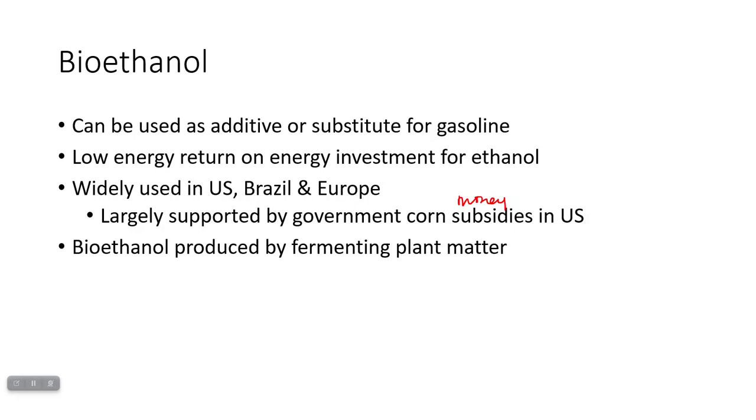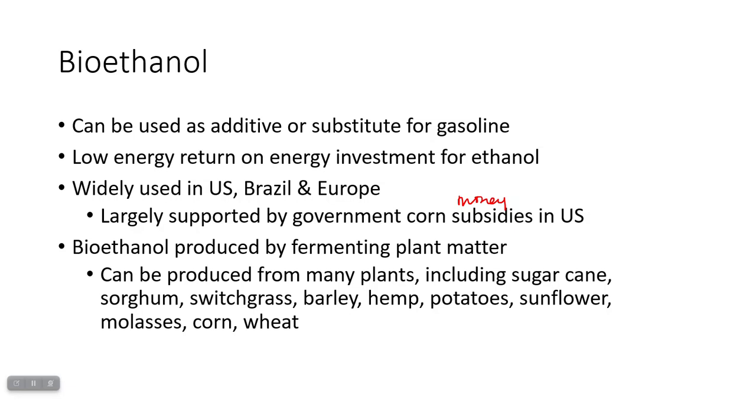What you usually do is you ferment plant matter in a similar method to yeast fermenting bread, or bacteria fermenting material to produce alcohol. There are a lot of different plants that can be fermented to produce bioethanol. Now, the really big one is corn, because we produce a lot of it and it has a lot of nice starch that's very easy to break down. But you can use different plants.